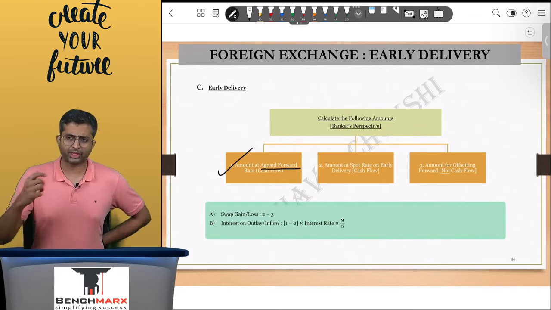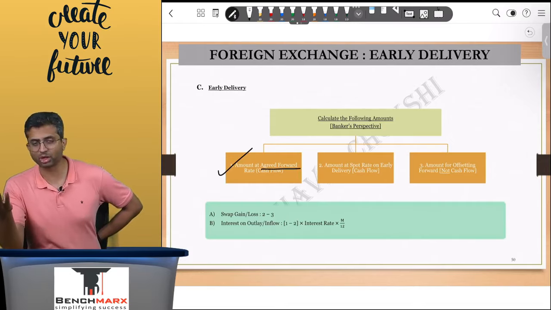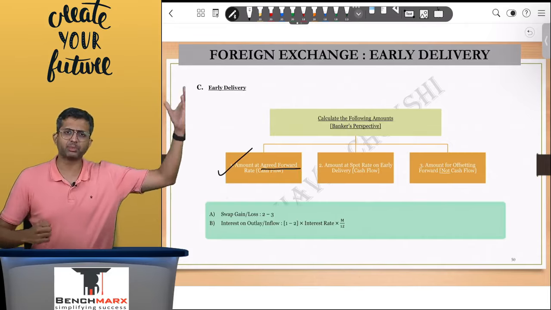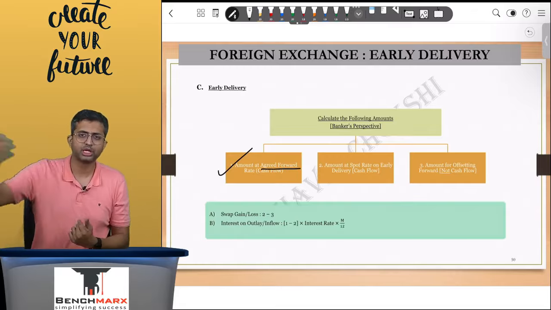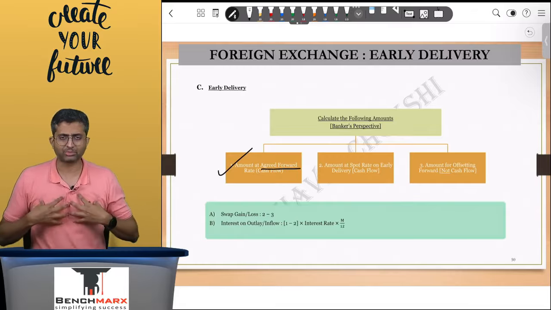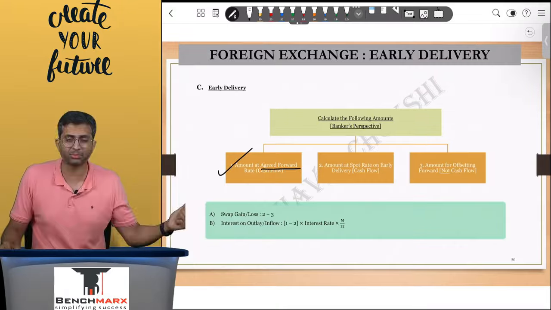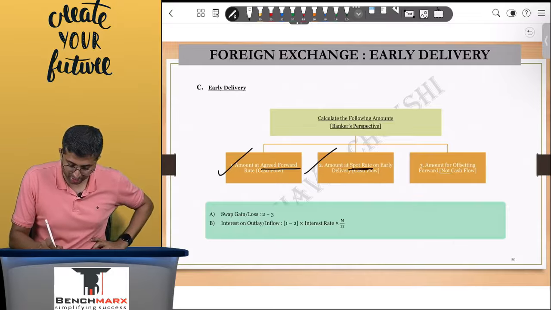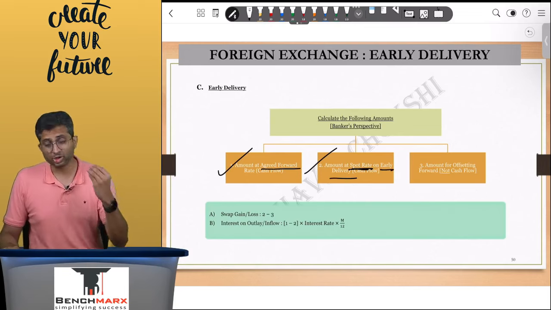Now the second point is, if I have to give these dollars, from where will I get the dollars? Because I might have done asset liability management assuming that I will need dollars on 31st March. Now I have to give dollars to my client. So I'm the bank. I have to give dollars to my client on 20th February. So I'll have to go to the spot market and buy those dollars. So over here, second, amount at the spot rate on early delivery. That is the second. This is also an actual cash movement.